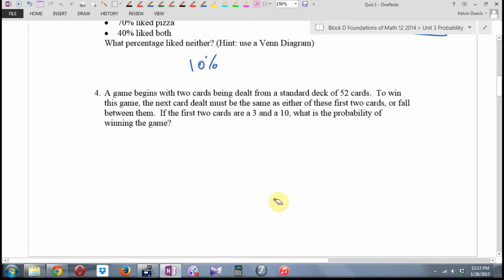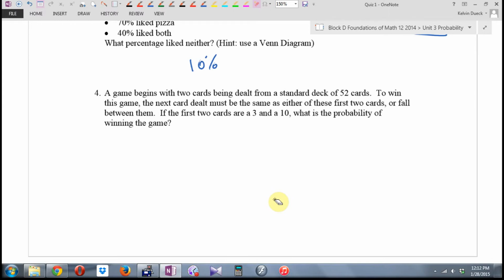Number 4 was the tough question, the first really nasty. Number 4 says, a game begins with 2 cards being dealt from a randomly shuffled deck of cards. Here's my deck. To win, once I pick 2 cards, the third card has to be between them or equal to them.